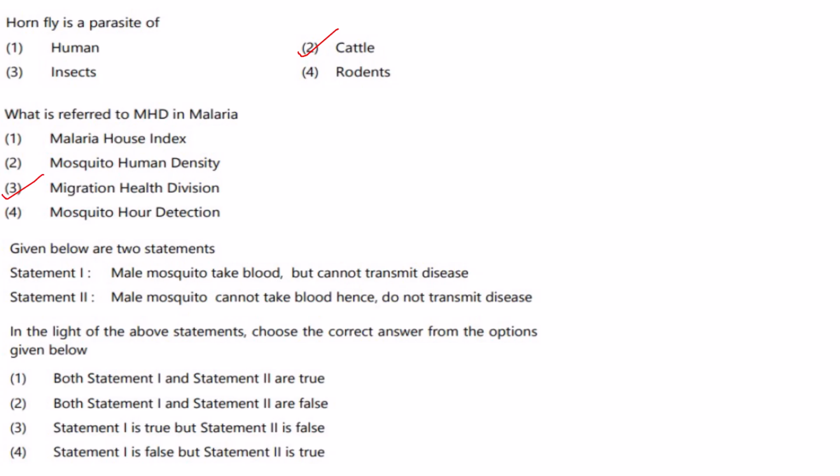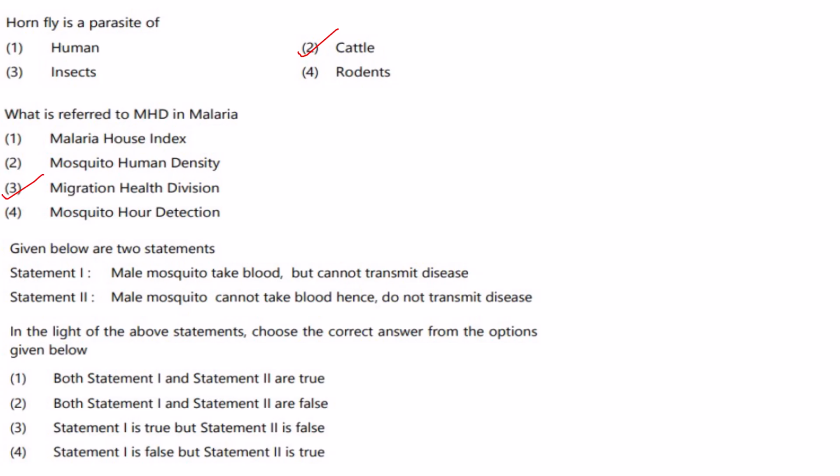So what this Migration Health Division will do is address such unique risks and challenges of malaria among migrants, and suggest prevention strategies to the migrant populations. They also work in coordination with the government and WHO, and create awareness among health workers. They train the health workers and build infrastructure for diagnosis and treatment of malaria. That is what is referred to as MHD in malaria.